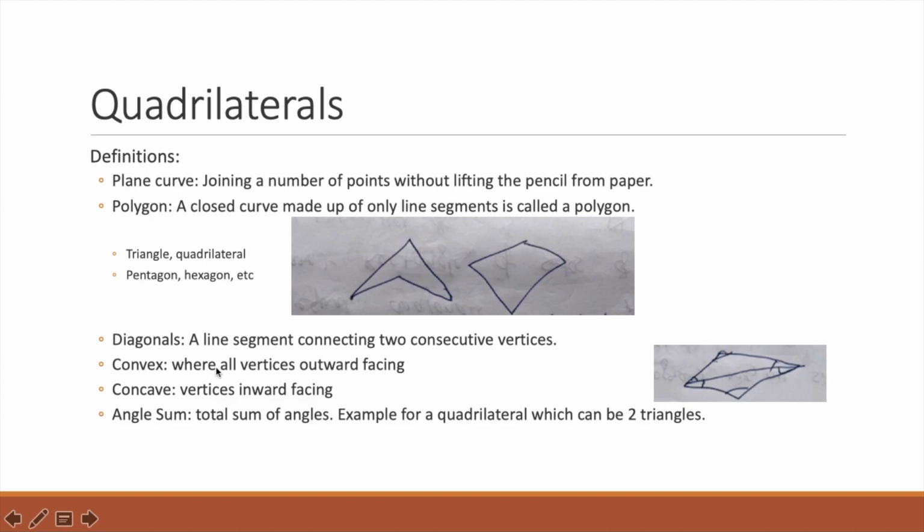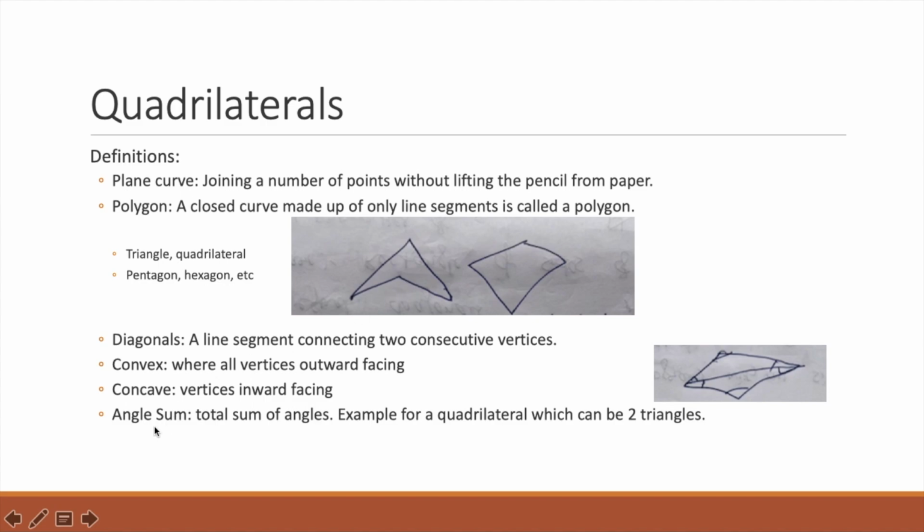What is convex? Where all vertices are outward facing. A vertex that is outward facing is called a convex point. What is a concave point? Where vertices are inward facing. You can call this a concave point.